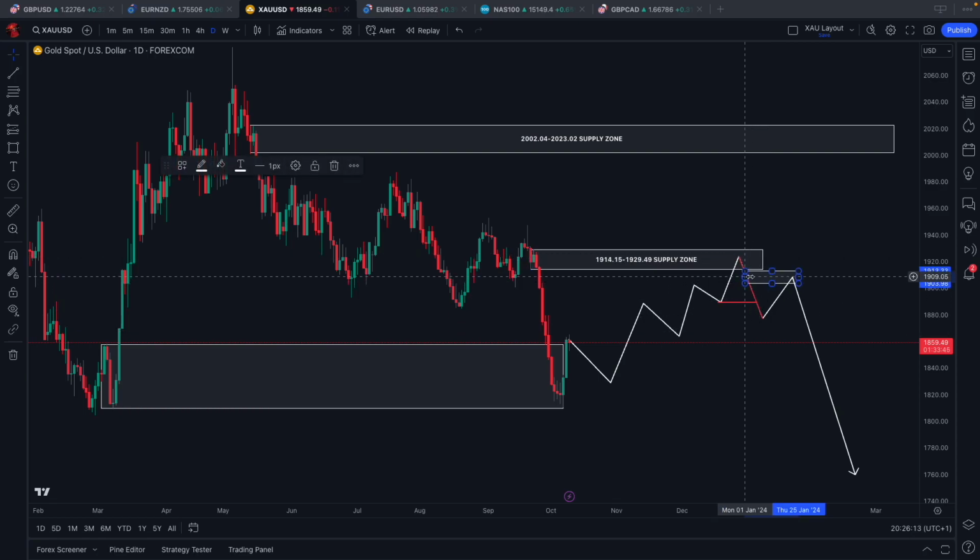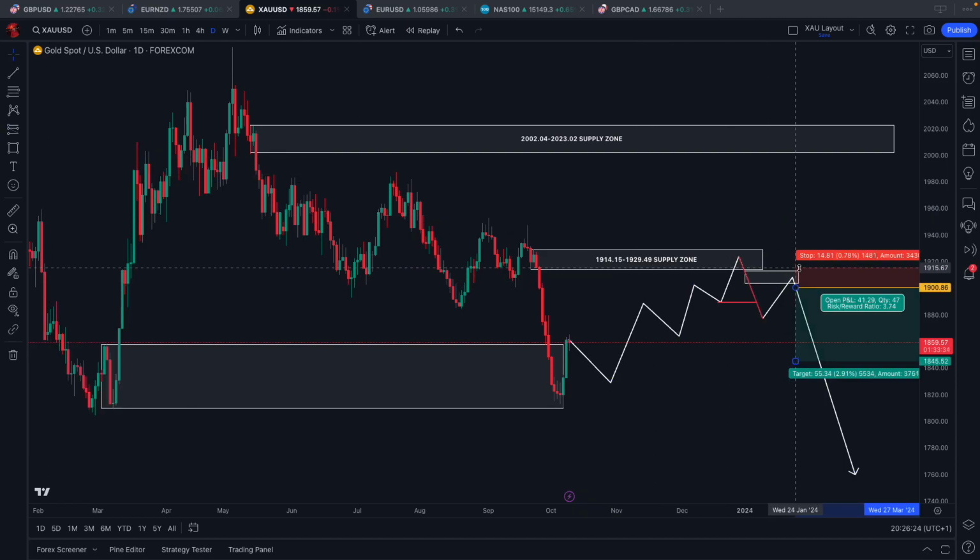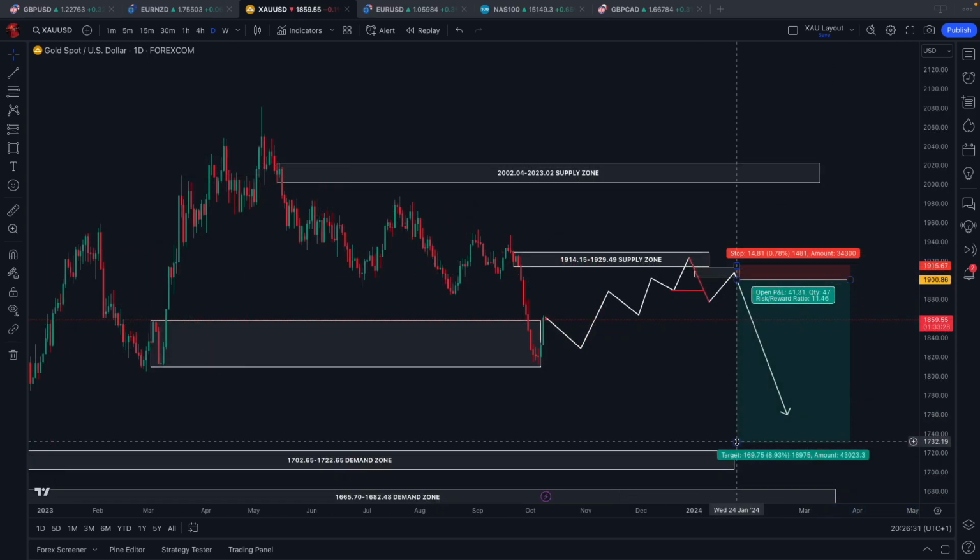We find a supply zone within that, just as we have done here and here, and we get involved from there. This allows us to get involved with a refined entry, meaning we can capitalize on this bearish position exponentially. We'd walk away with a lovely risk to reward ratio of 1 to 11. That's without applying further restrictions and refining our entry more so, which we could do.